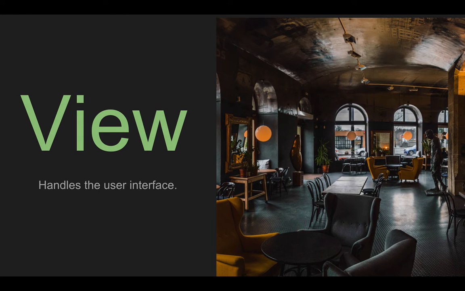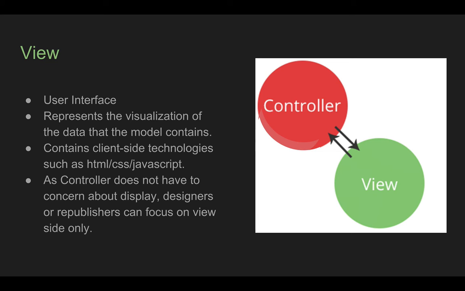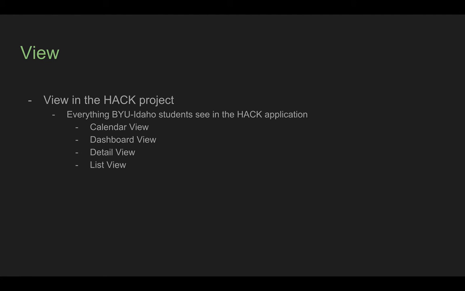So the view, that's our restaurant here. See the lovely chairs and table. This is our user interface, what the user is going to interact with. It represents all the information that users need to see, such as a chart or a diagram, and it renders the model into a form that's suitable for interaction by the user. Because the view layer is just for the user interface, it contains client-side technologies such as HTML, CSS, and JavaScript, and it's good for designers or any other front-end developers because they don't have to worry about the model or the controller layer. In our hack project, everything that the BYU Idaho students see in the hack application would be the calendar view, the dashboard view, the detail view, and the list view.